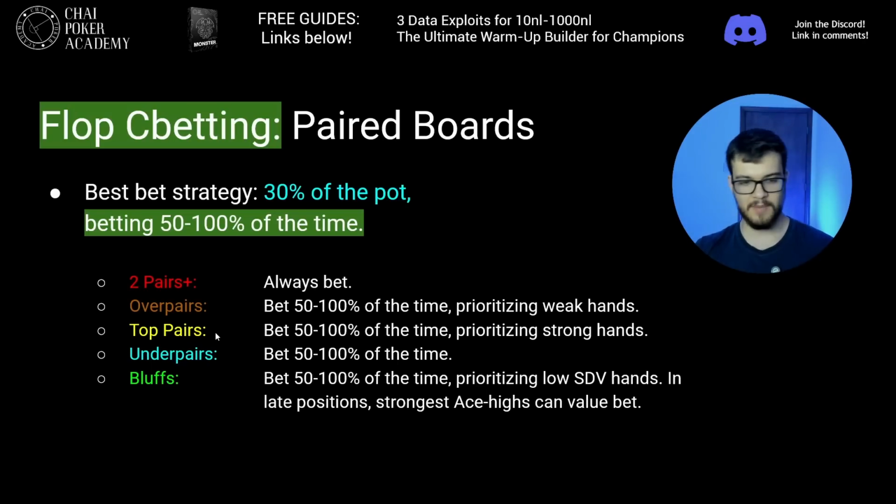Over pairs, top pairs, under pairs, and bluffs. All of these hands are betting 50 to 100% of the time, depending on that overall betting frequency. Again, that's why that was question 1. We have a few different priorities. For instance, with over pairs, the weaker the overpair is, the more denial it gets, therefore the more often it wants to bet. And you guys can definitely just pause the video, take a screenshot, read these over. But for the video, I think it's a bit more useful if we just do a case analysis.